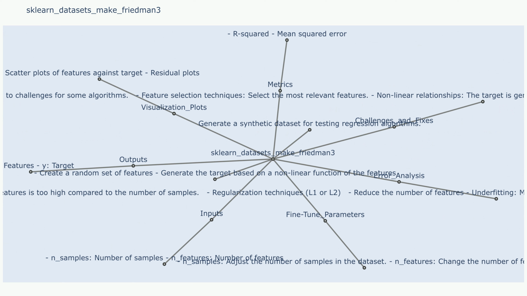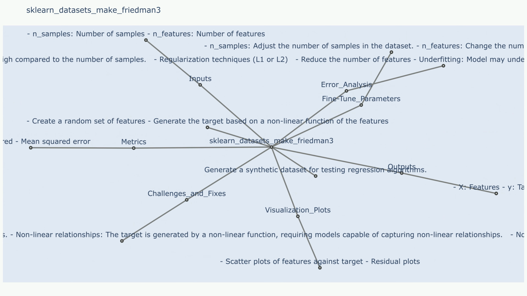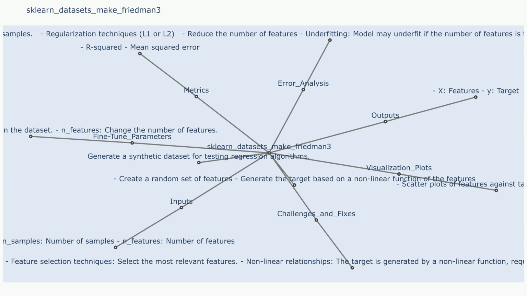N features: alter the number of input features to test the model's ability to handle varying feature complexities. Confidence intervals use statistical methods to estimate the uncertainty around the predicted values. This can be helpful for assessing the reliability of model predictions. Bayesian methods employ probabilistic models to capture the uncertainty in the model parameters and generate predictions with associated uncertainties.